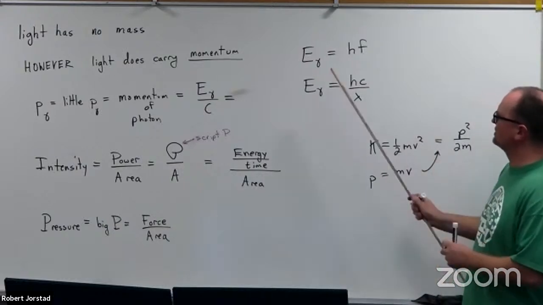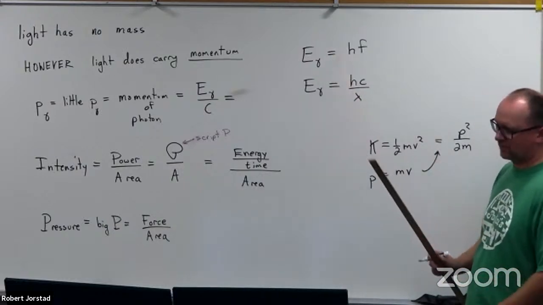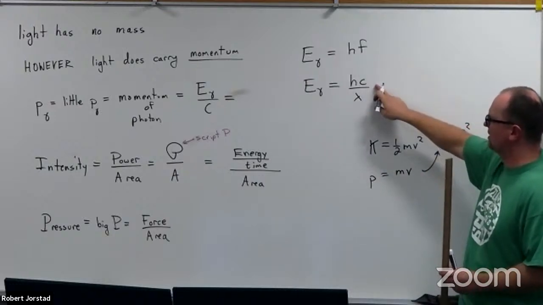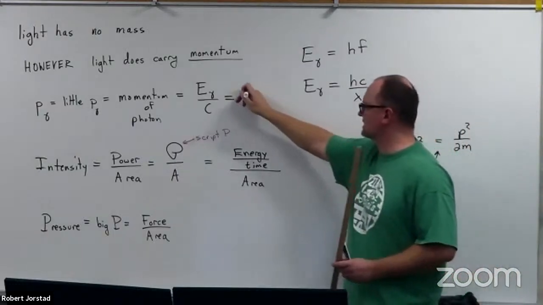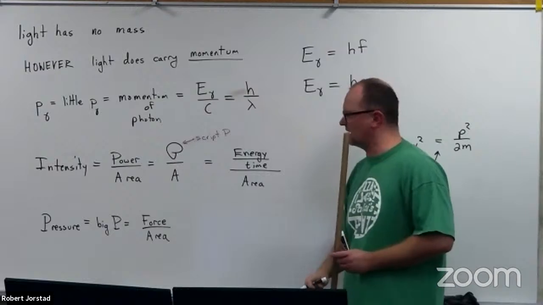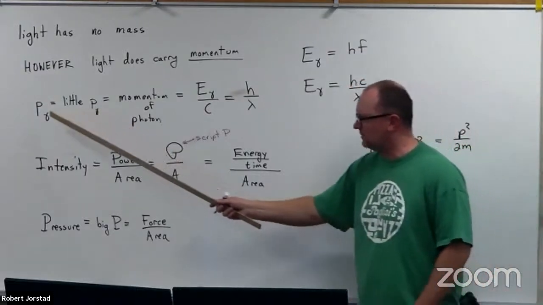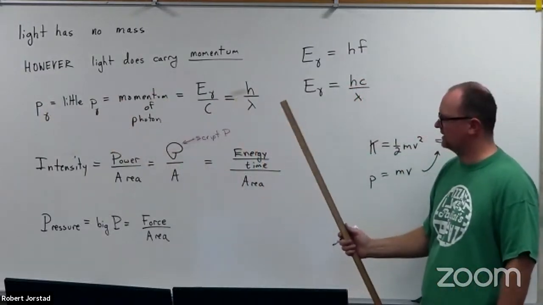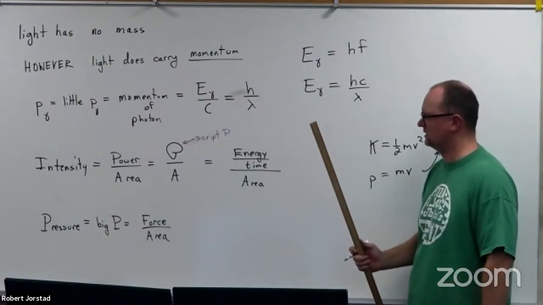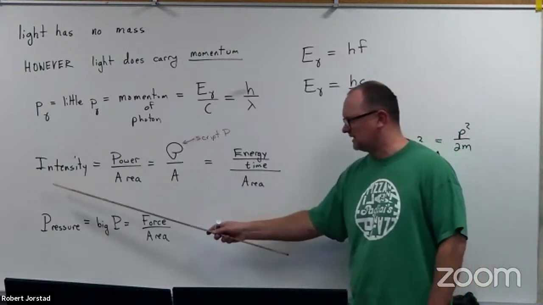Now, here are the two equations we might use for the energy of a photon, hf or hc over lambda. Well, if we look at this one, we could see that this ends up being some constant and 1 over the wavelength. So we see that the momentum of a photon is inversely proportional to its wavelength. Okay, that's cool. Now, what about intensity?